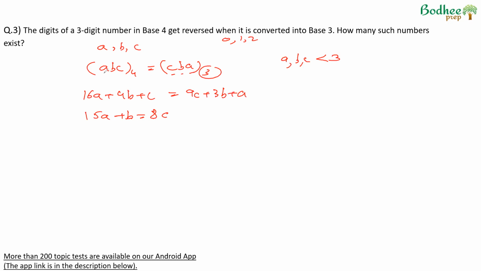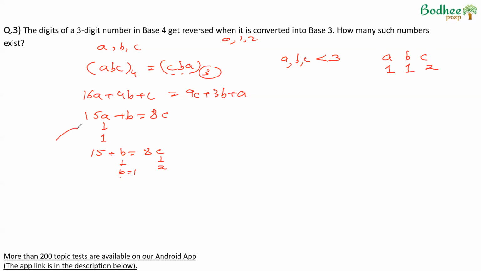Now, A also cannot be 0, then it will not be a three-digit number. C cannot be 0. If we put A as 1, we get 15 plus B is equal to 8C. C can be 2 or has to be 2, in which case B will be 1. So 15 plus 1 becomes 16. So if I'm looking for solutions for ABC, when A is 1, C has to be 2 because 8 ones are 8, and 15 plus B cannot be 8. It has to be more than 15. So C has to be 2, which gives me B as 1.